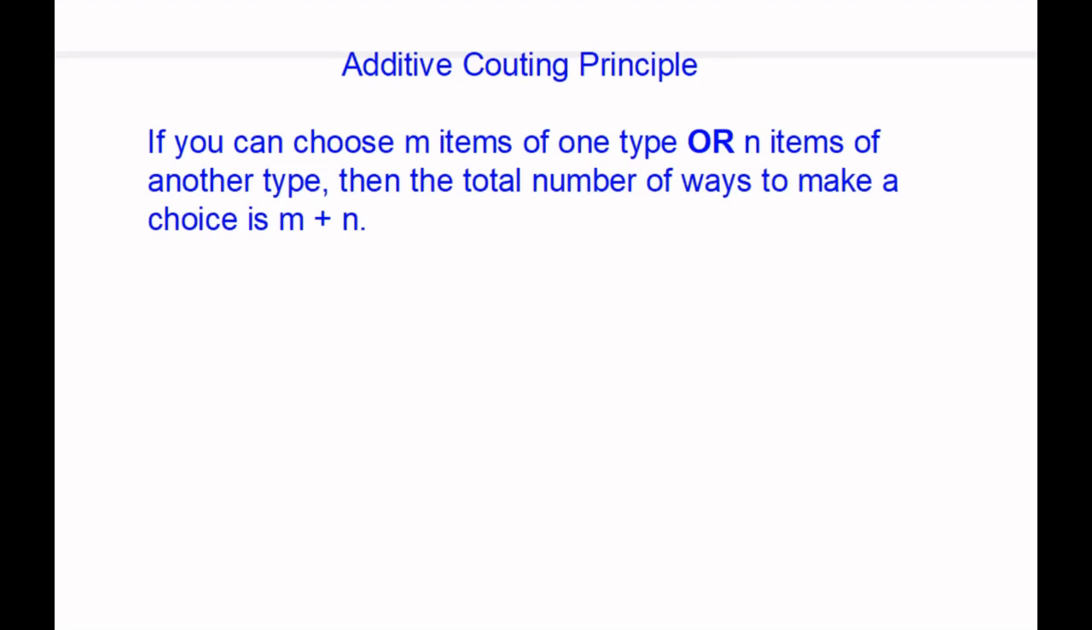Let's look now at the additive counting principle. What the additive counting principle says is that if you can choose m items of one type or n items of another type, and that keyword "or" is really important, the total number of ways to make a choice is m plus n. Really what that's saying is that if you have 2 choices to make and you're choosing one or the other, that's when we would add them together. Let's have a look at an example. We've already done an example with pins, so we may as well stick with that.